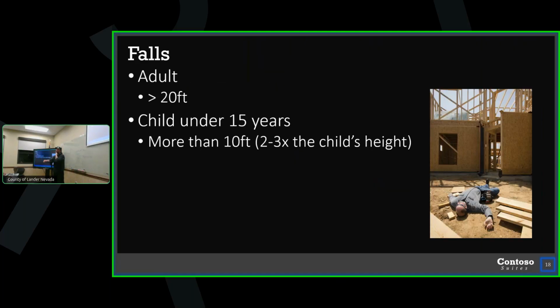So falls: as an adult, it's greater than 20 feet. If they fall greater than a height of 20 feet, that's considered a high mechanism of injury. That would be a level 1 trauma. If they're under 15 years old, it's 2 to 3 times the child's height. So see how high they fell from, and okay, that's 2 times the child's height, 3 times. This would make them a level 1 trauma as well.